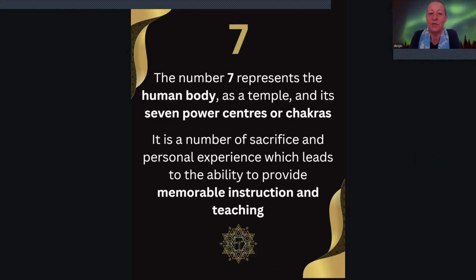7 is a number that represents the human body as a temple and the 7 chakras, 7 power centers that we contain. It's a number of sacrifice and personal experience, which leads to the ability to provide memorable instruction and teaching. So a little bit more in layman's terms, when we meet people who have a lot of 7s on their chart or whose ruling number is a 7, these are people that often appear to have very sad lives. They go through tremendously difficult experiences in life.